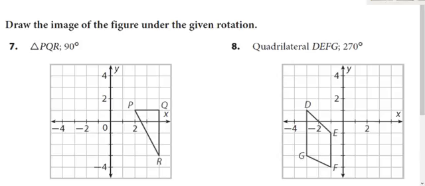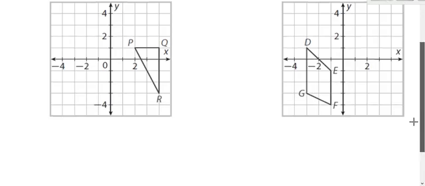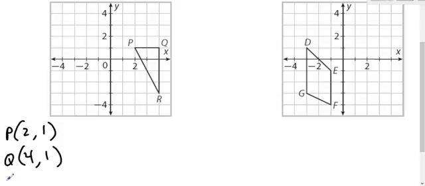So we're going to do the same thing for these. We need the coordinates. P starts at 2, 1. Q is 4, 1. And R, 4, -3.